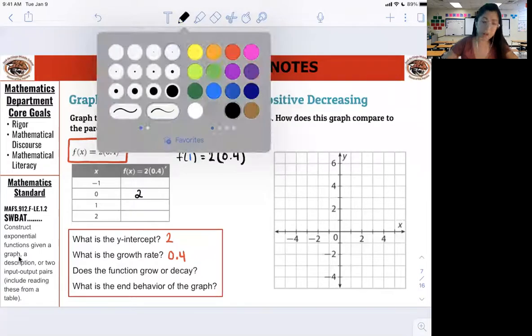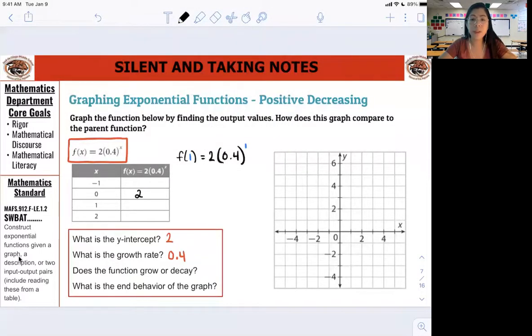Plugging in 1. Now for this example, you can definitely use a calculator, because we have decimals and I don't expect you to do that by hand. You are allowed to use a calculator. So first thing I've got to do is the exponent. What's 0.4 to the power of 1? 0.4. Just 0.4.